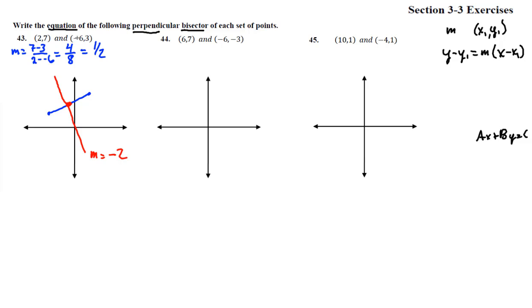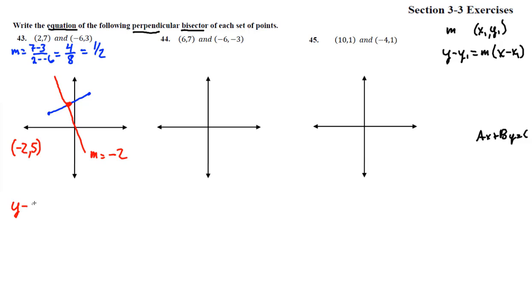2 plus -6 is -4 divided by 2 is -2. It's just an average there. 7 plus 3 is 10 divided by 2 is 5. And that's exactly what happened. It's at (-2, 5), halfway in between on the x's and the y's. Now we have our slope and our point. We can forget everything else.